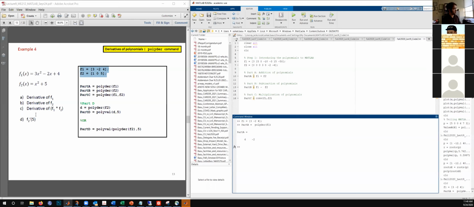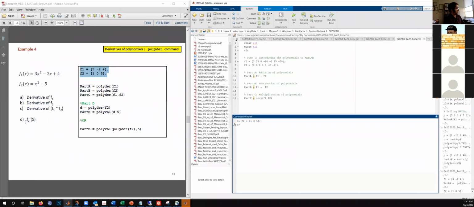Then the fourth part is find the value of the polynomial, which is actually the derivative, at x is equal to 5. So let's see how we do that. So here we are working with f2. So f2 is 1, 0, 5. Why is it 1, 0, and 5? Yeah, so 1 for x squared and 0 for x to the power of 1, so just x, and then 5 for x to the power of 0.